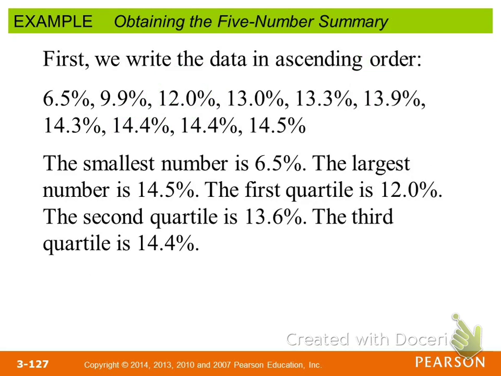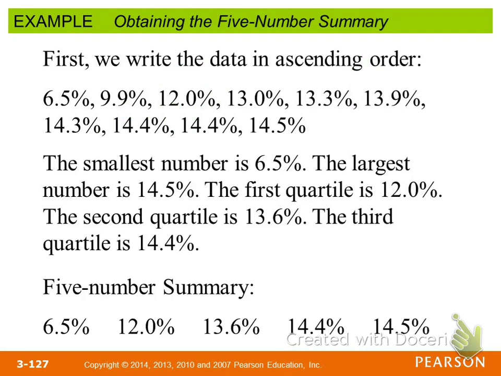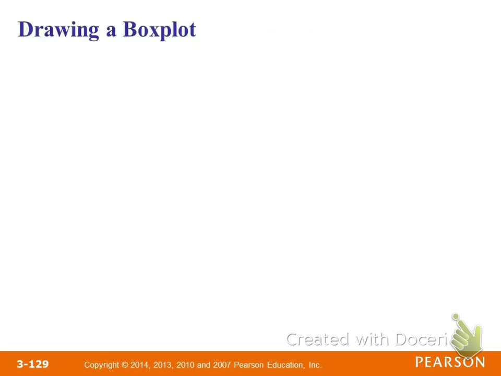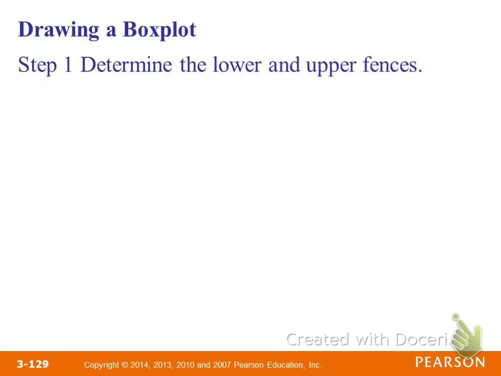So the smallest number is 6.5. So there's our quartile values. There's our 5 number summary. And we're going to use the 5 number summary to draw and interpret a box plot. Now you guys, we saw some box plots in Algebra 1. We didn't spend a lot of time, and that was many years ago. But box plots are pretty simple.